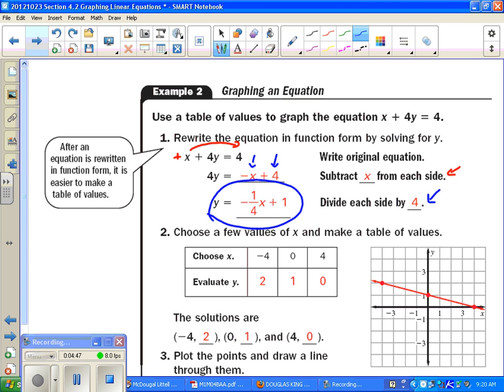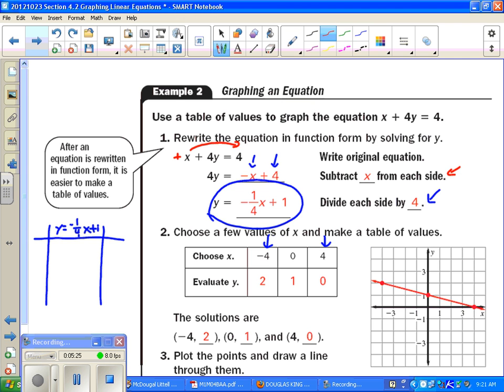So you want to create an input-output machine right there. It says to choose values for x. Notice it doesn't choose -2, -1, 0, 1, and 2. It chooses -4 and positive 4. The only reason it does that is that, since you have that fraction right there, if you use numbers like 1 and 2, you're going to have fractions when it's time to plot, and that makes it a little bit tougher. But you want to run that equation in an input-output machine. That's what I mean by an input-output machine. Your new equation is y equals negative 1/4 x plus 1.